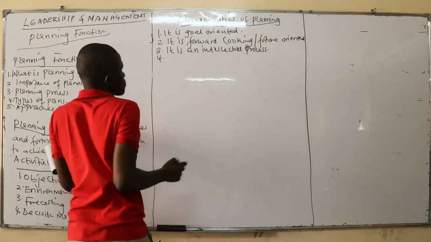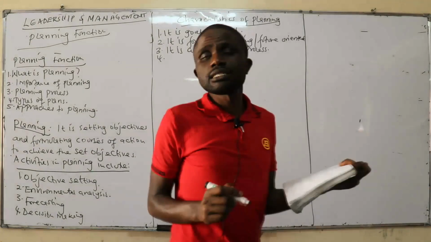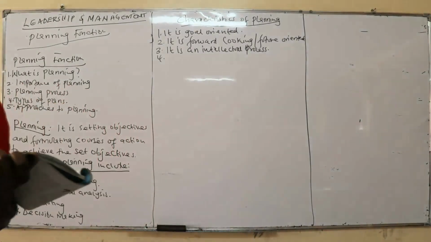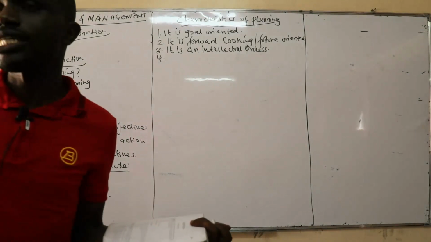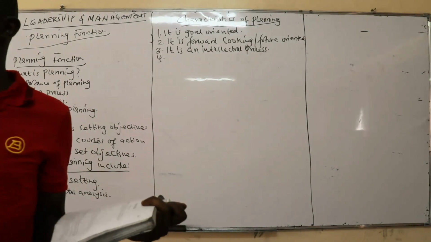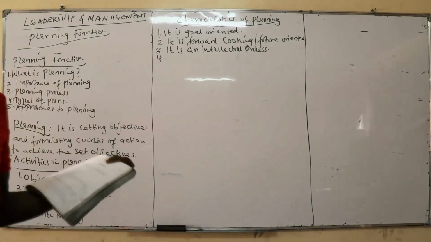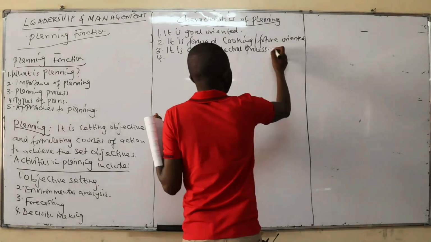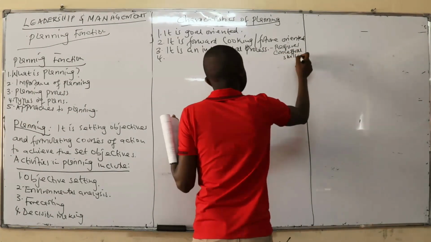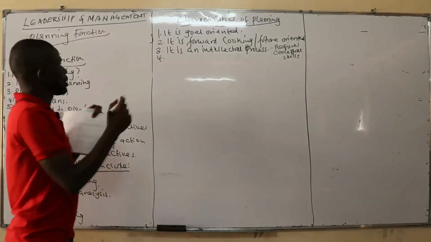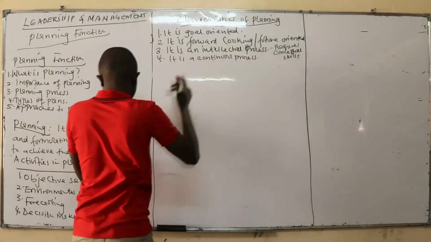You think a lot. That's why you require which skills for you to do planning? Which skills do you require most? You remember the skills, management skills? Which are the management skills? One, human relations, interpersonal; 2, conceptual; 3, technical. So which skills do you require most in planning? Conceptual. So it is an intellectual process, requires conceptual skills. It's so analytical. You have to think out. It's a continuous process.